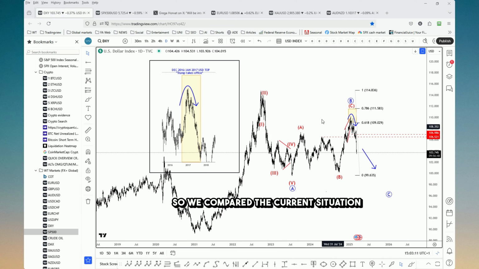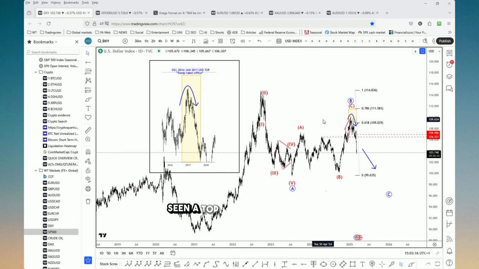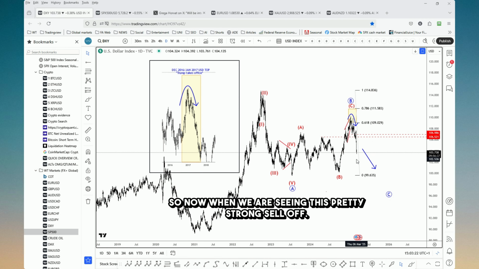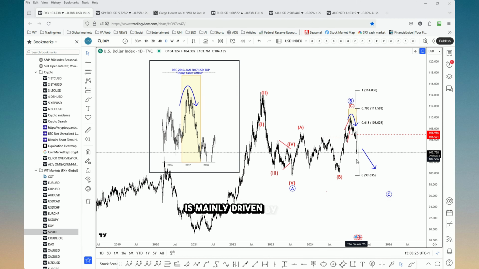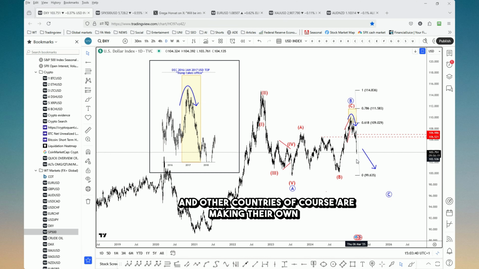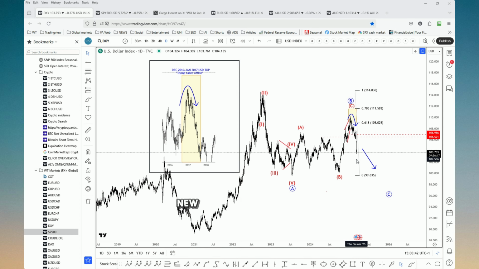So we compared the current situation with the one from 2016, 2017, when we also have seen a top after Trump took office. So now when we are seeing this pretty strong sell-off, as you know, this sell-off is mainly driven by Trump tariffs. Firstly, the US dollar has been recovering based on this tariffs plan, but now when some of the tariffs have been delayed and other countries are making their own new policies regarding tariffs because they want to hit back, of course the US dollar has seen a pretty strong reversal to the downside.